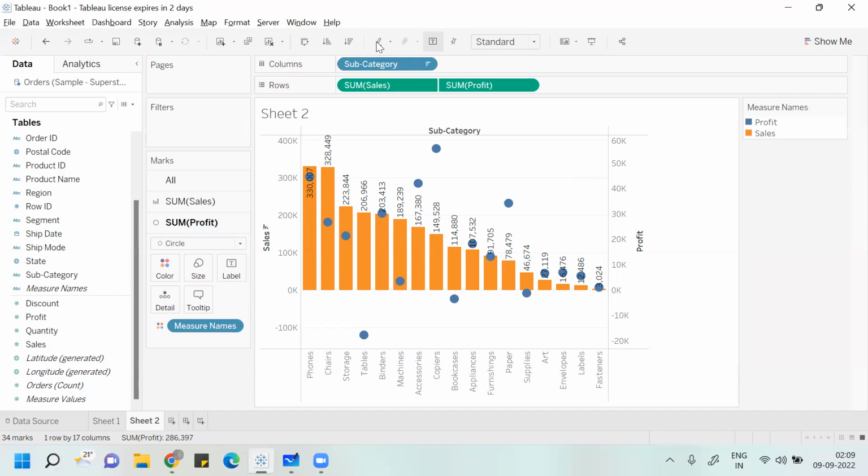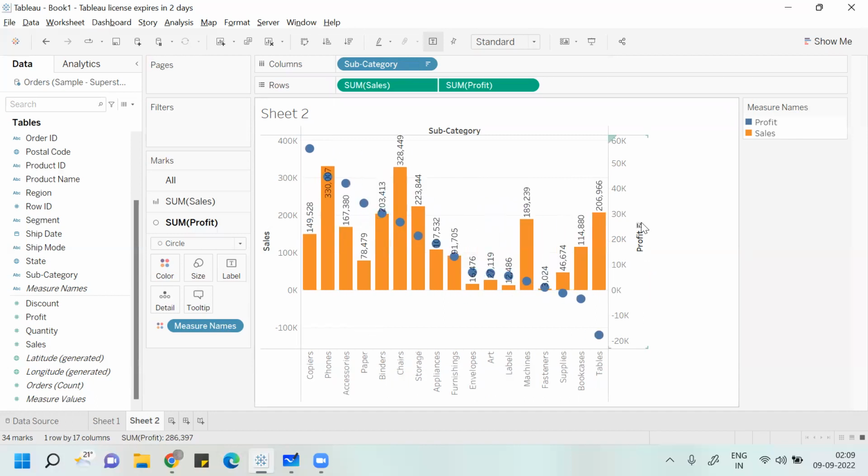Clear? Anyone have any doubt? Please ask me before I conclude today's class. So you can analyze this in descending order, ascending order. Clear, everyone? I hope this is clear to everyone.